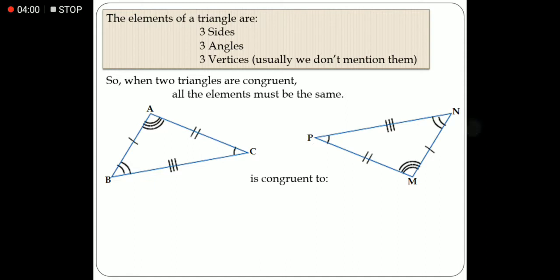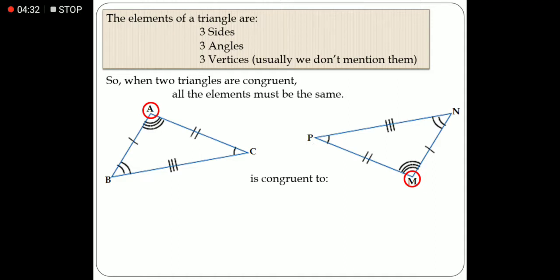Here, for example, we have triangle ABC and another triangle PMN. If you look well at the sides, we have given that AB is equal to MN since they draw the same sign on both sides. Similarly, AC equal to PM and BC equal to PN. Look at BC and PN, there are three dashes, so it's a sign that they are equal.